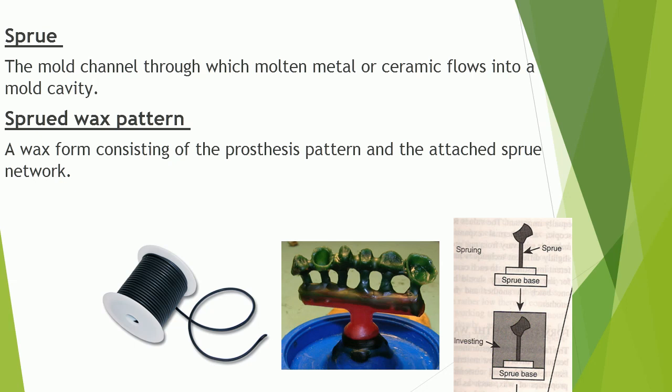Now, two terminologies you must be familiar with, sprue and a sprued wax pattern. The sprue is basically the mold channel through which the molten metal or ceramic flows into a mold cavity. If you can appreciate from this diagram, these are the long green channels present underneath the wax pattern. And the sprued wax pattern is basically the wax pattern which just consists of the prosthesis pattern and the attached sprue network. So these can be said as a part of a casting ring or a wax pattern that has been invested into a casting ring.